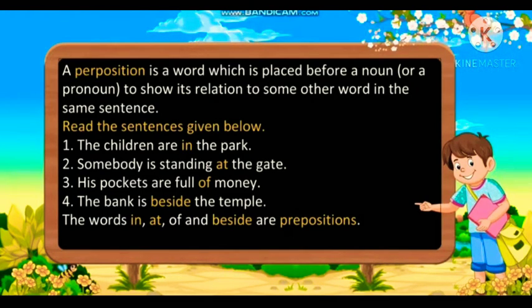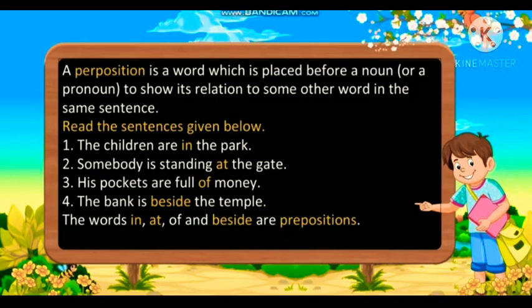A preposition is a word which is placed before a noun or a pronoun to show its relation to some other word in the same sentence. So let's have a few examples. The children are in the park. Somebody is standing at the gate. His pockets are full of money. The bank is beside the temple.